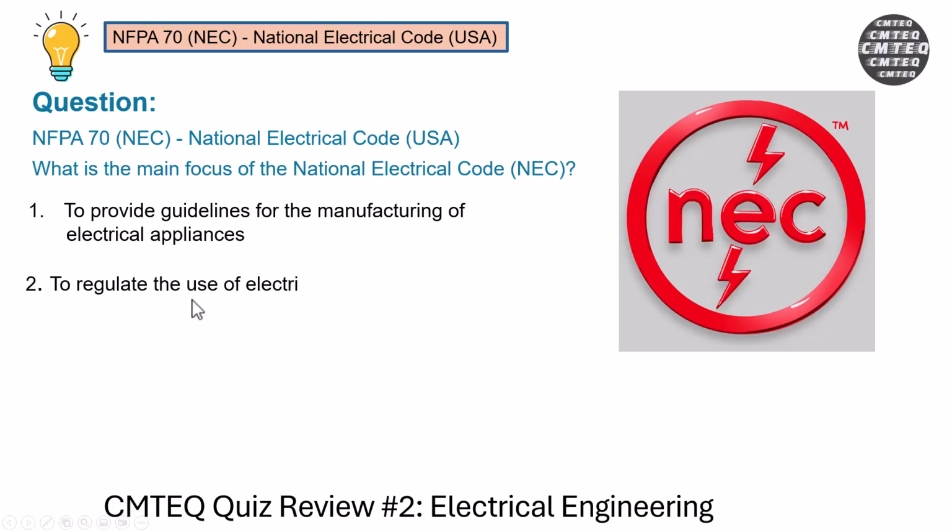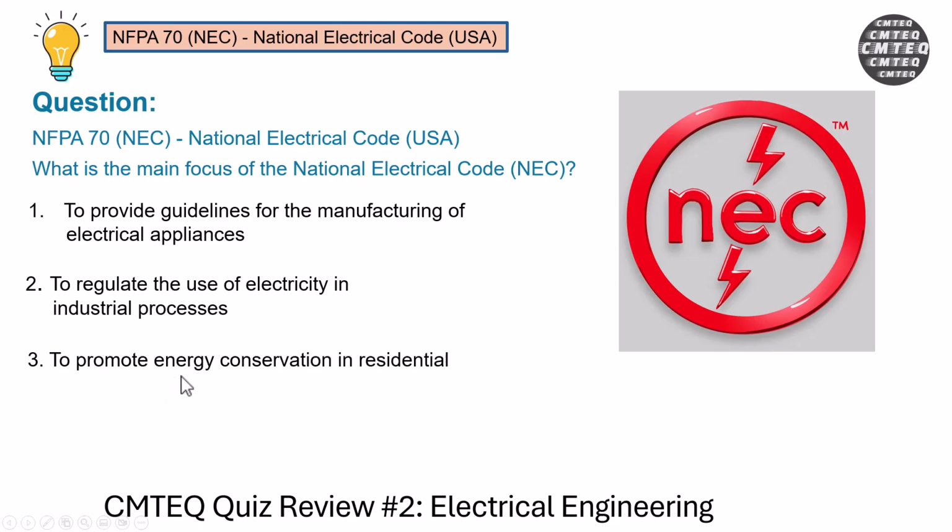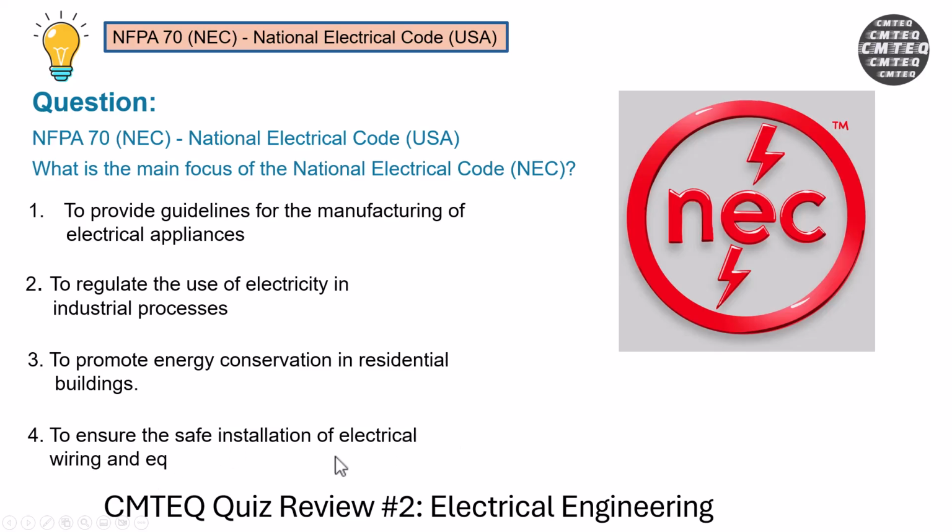Number two, to regulate the use of electricity in industrial processes. Number three, to promote energy conservation in residential buildings. Another potential answer. Number four, to ensure the safe installation of electrical wiring and equipment in the United States, in the USA. Now, just before you reveal your answer to us, let's see how the community voted for this particular quiz.